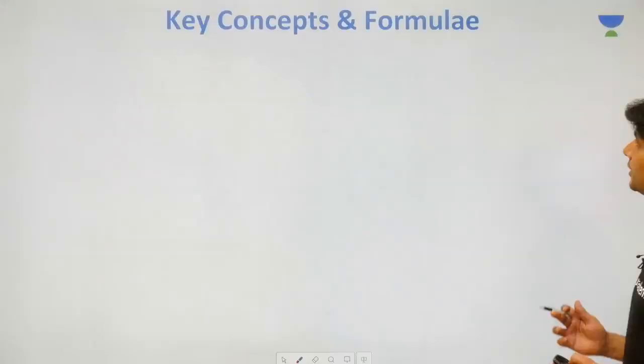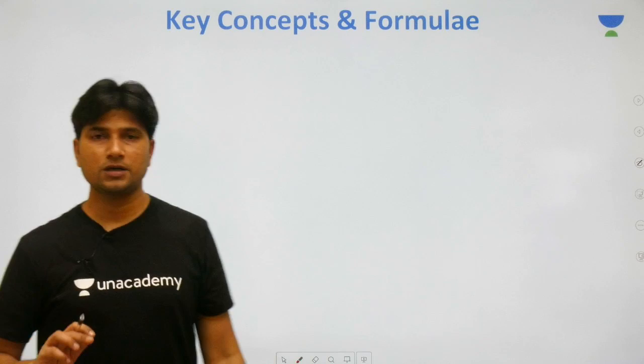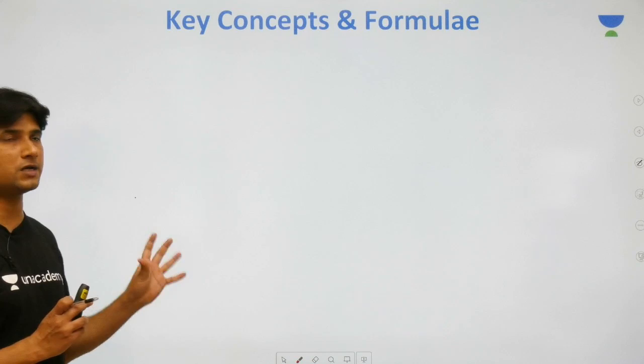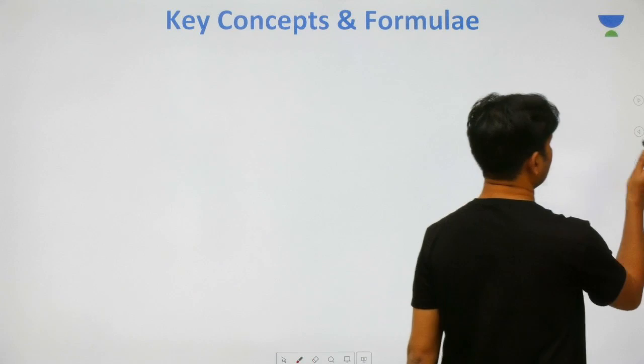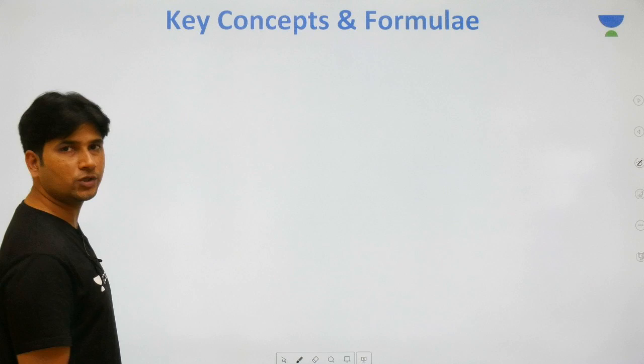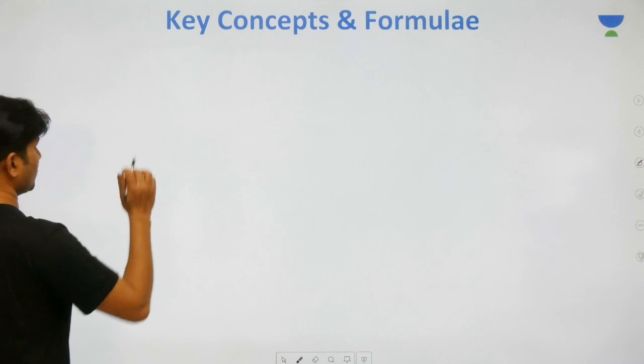Now let us go ahead and discuss the topic. I'm going to discuss the GATE problems that they have asked in the axial loading chapter. In the current session, I'm going to discuss one mark problems, and in the next session, part two that I'll make subsequently, I'll discuss two marks problems.